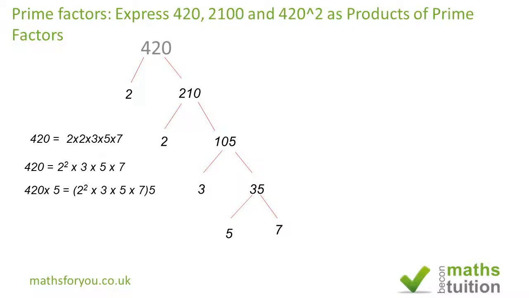And when you open up the bracket, this then becomes 2 squared times 3 times 5 squared times 7, because you got an extra 5 there. Because 5 times 5 is 5 squared.